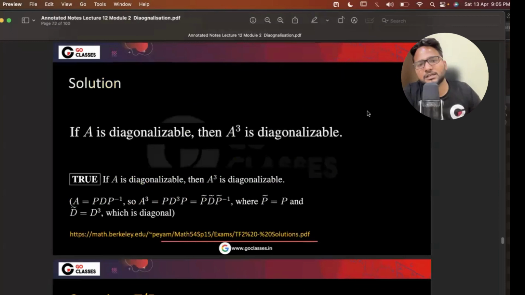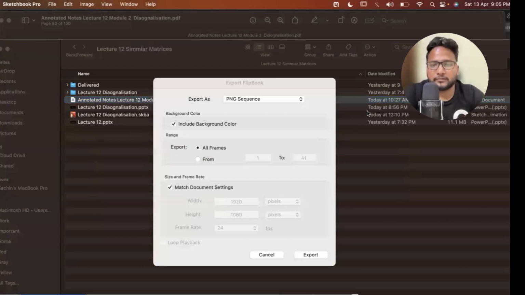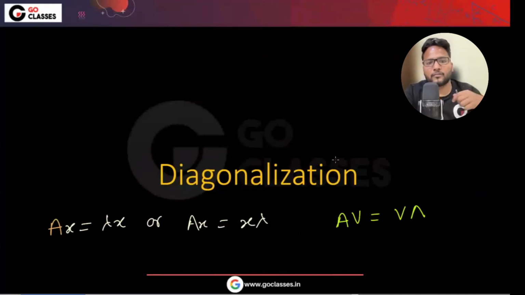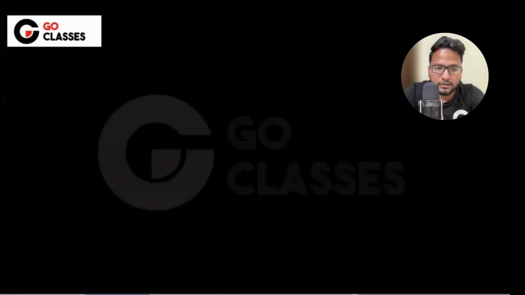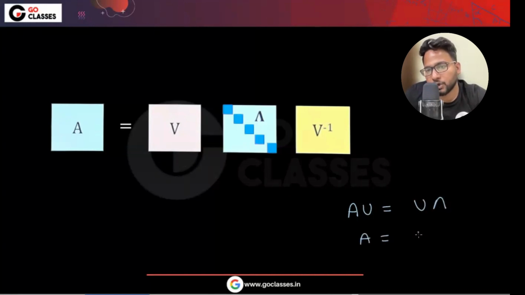Now let's see a few more questions apart from the questions that we have seen yesterday. What we have seen is that if A is a matrix, then you can write AU or AV, whatever you like to call it, equal to U lambda, and then A will be U lambda U inverse, or maybe V lambda V inverse. Since we are talking about eigenvalues and eigenvectors, A is a square matrix, isn't it?